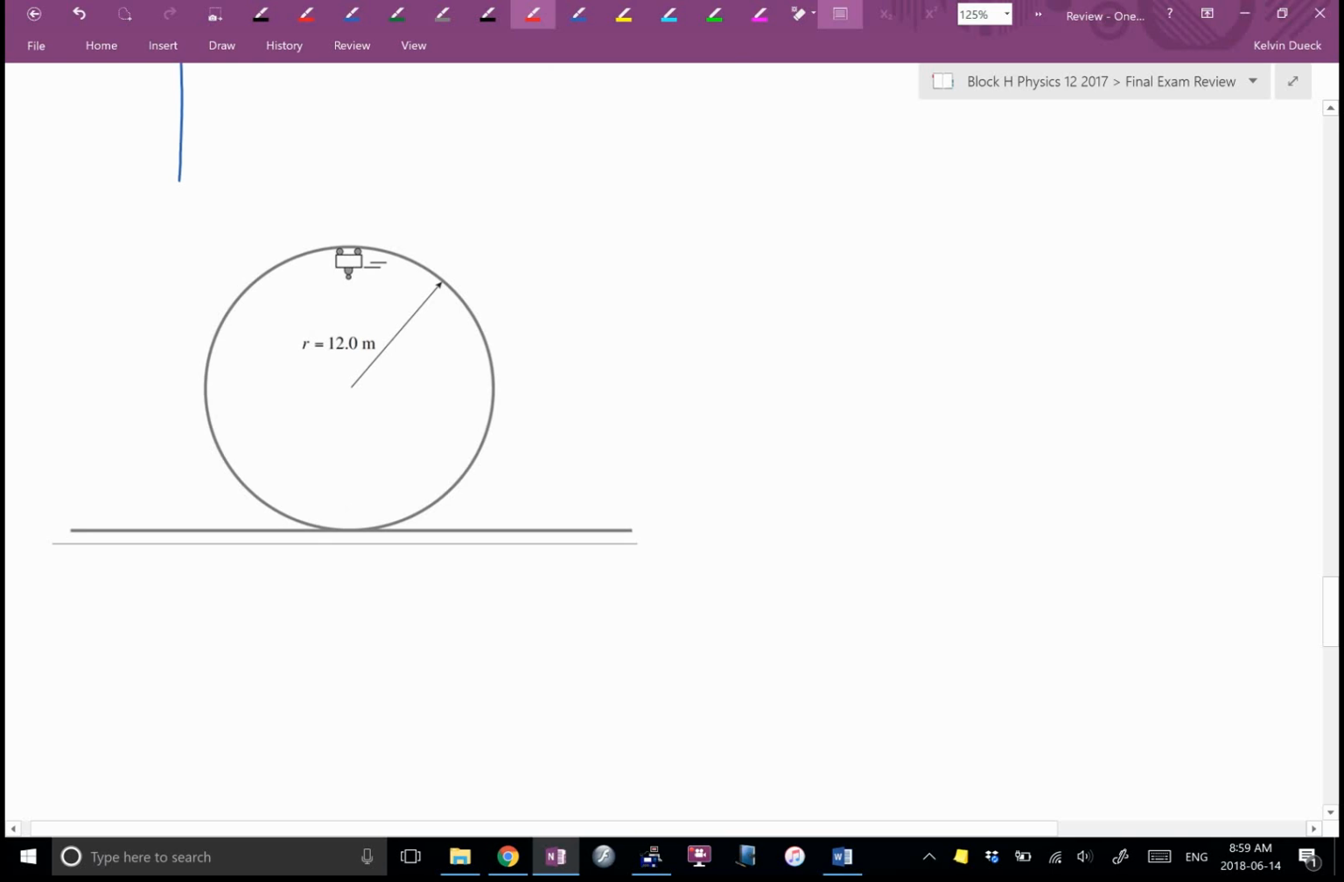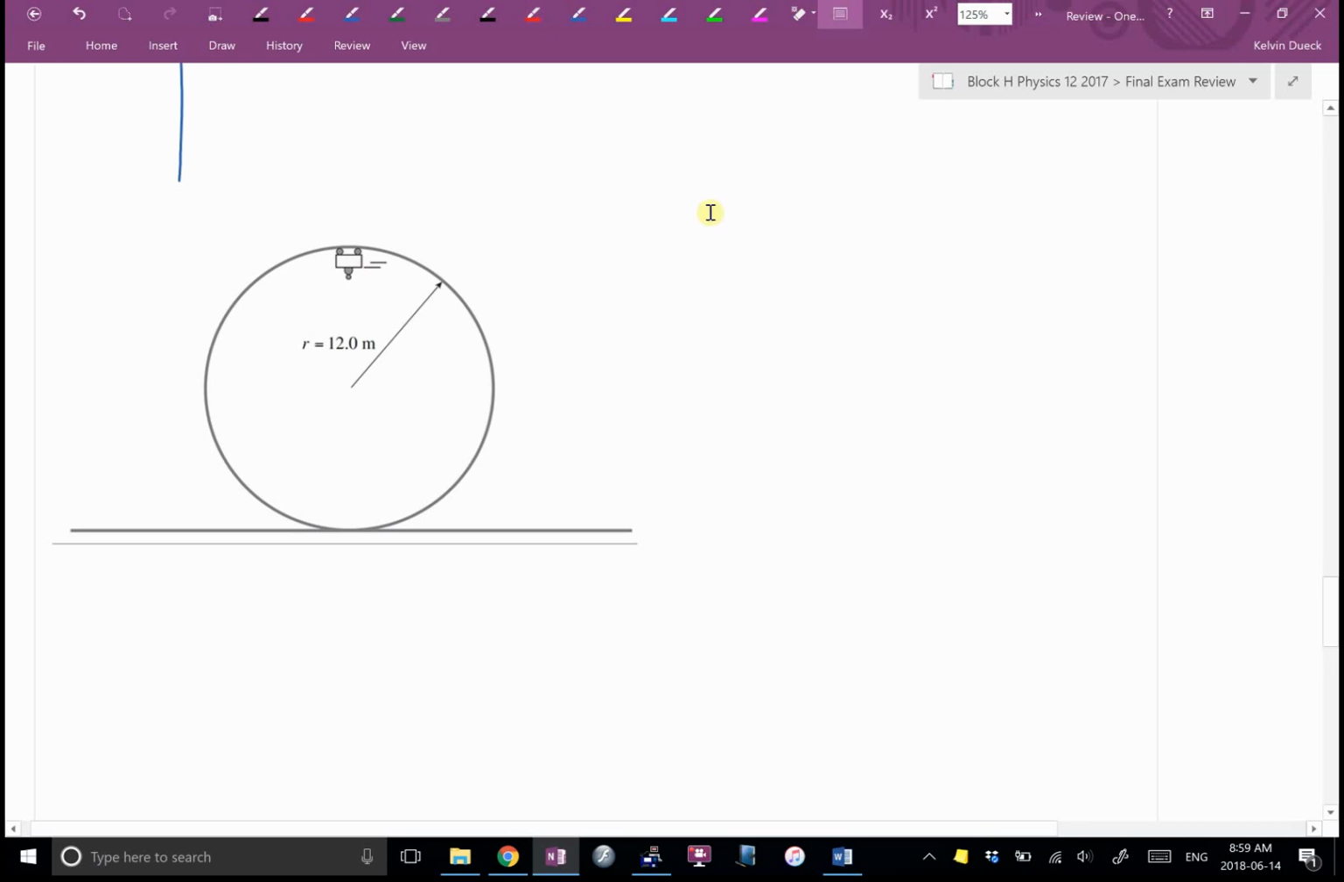Roller coasters and Ferris wheels are the two main ones, or a mass on the end of a string being whirled around in a circle. The difference between a roller coaster and a Ferris wheel: they're identical at the bottom, but they're different equations at the top. Why are they different equations at the top? For a roller coaster at the top, which way is the normal force? Towards the middle, because it's which way your head points. For a Ferris wheel at the top, which way is the normal force? Up.